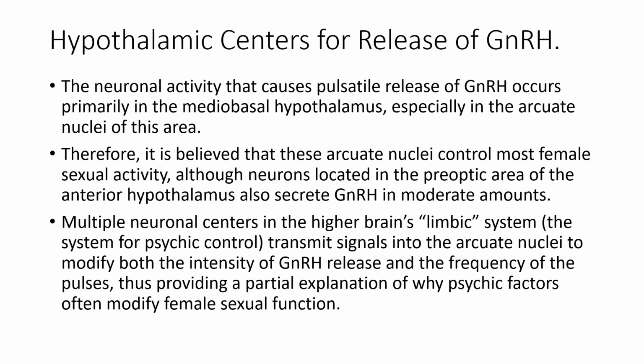Multiple neuronal centers in the higher brain's limbic system, these stem for psychic control, transmit signals into the arcuate nuclei to modify both the intensity of GnRH release and the frequency of the pulses, thus providing a partial explanation of why psychic factors often modify female sexual function.